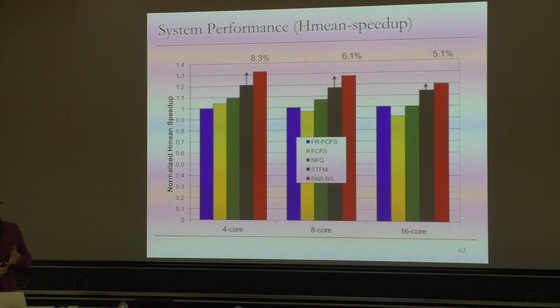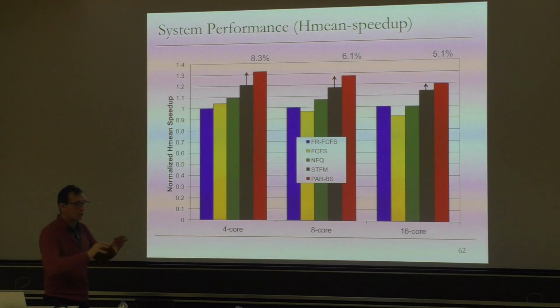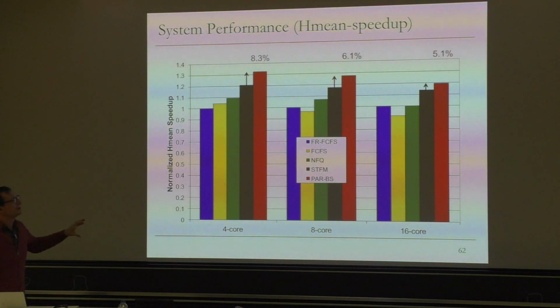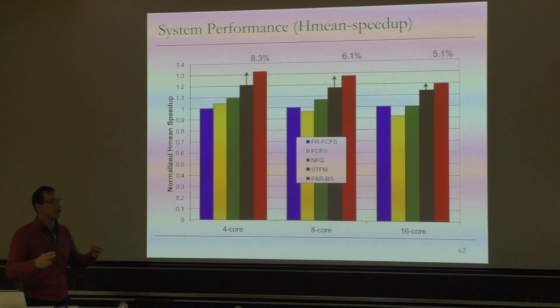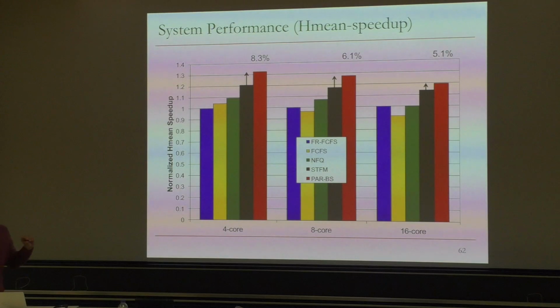One is better fairness leads to better core utilization. You're making proportional progress in the core, so you're getting better throughput in terms of different cores. That's one reason. The other is also each core's performance is improving because you're really parallelizing the requests. You're really reducing the stall time of the cores because of the way we're prioritizing requests inside the batch.